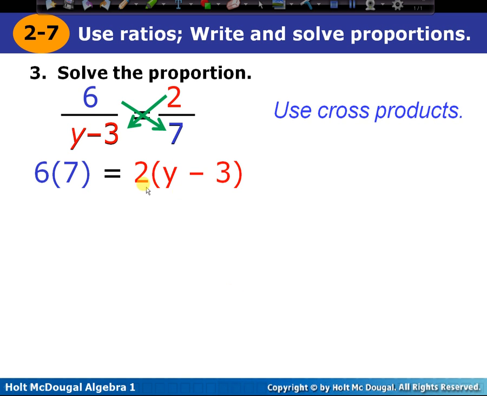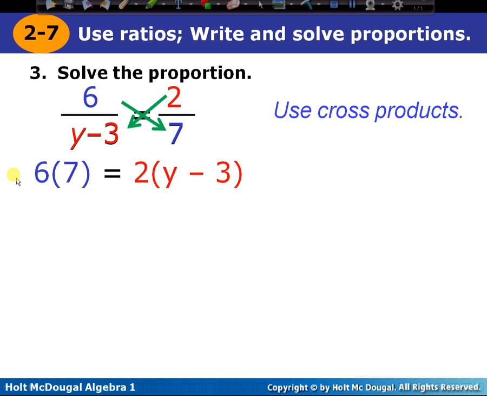Now it does not matter whether your 2 and your y minus 3 are on the left or on the right. It doesn't matter if your 6 times 7 is on the left or on the right. And it doesn't matter here whether or not your 6 or your 7 is in parentheses. However, it does matter over here because, anytime you have a variable or a letter, the part with the variable or letter needs to be inside the parentheses. This will get you set up so that you know how to solve, because if you don't set it up this way, it looks funny and you're not going to know how to finish solving it.